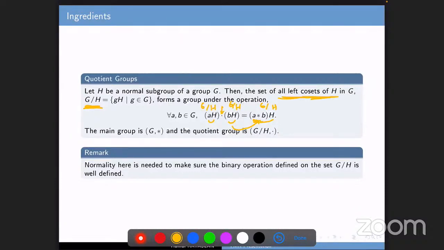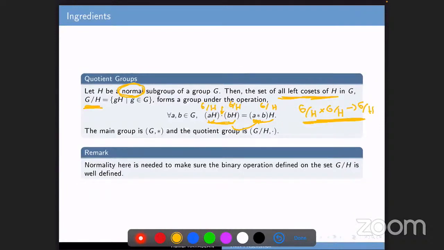But here, the important thing is we picked a normal subgroup. We are not picking any subgroup. We are not picking some ordinary subgroup. Why do we have to pick this normal subgroup? Because that is the only way to make this operation defined from G quotient H times this to this set. This is the only way to make this operation well-defined.